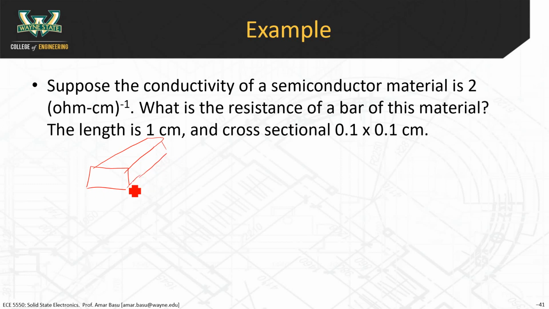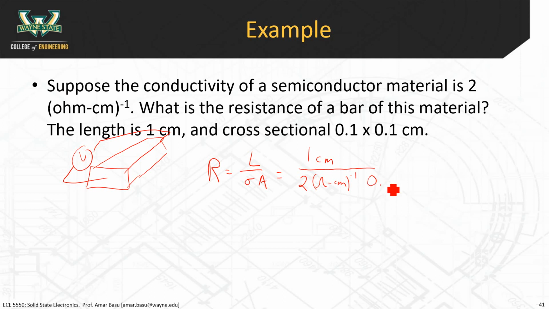So if you imagine we have our bar that looks like this, and we're applying the voltage between the ends of the bar, the resistance is equal to L divided by sigma times A. The length is 1 centimeter. The conductivity is 2 ohm-centimeters to the -1. And then the area is 0.1 times 0.1 centimeters squared.